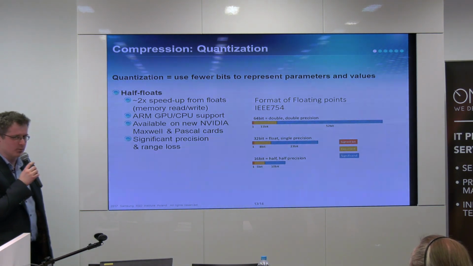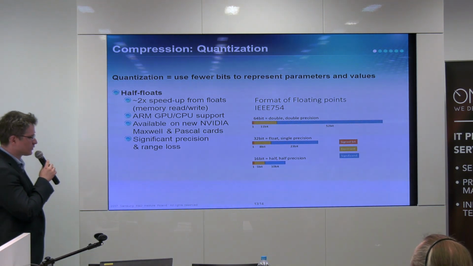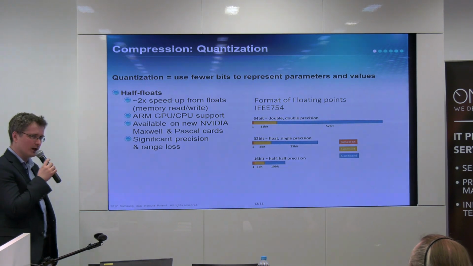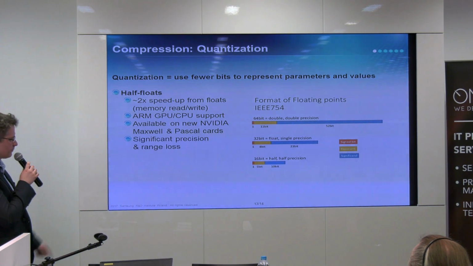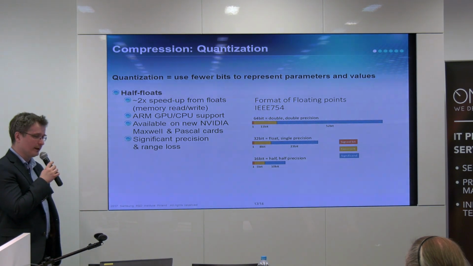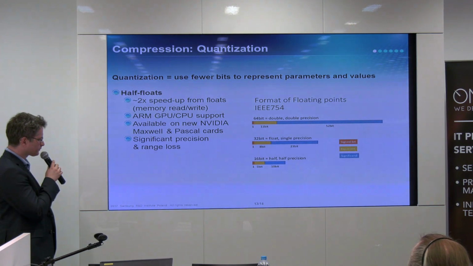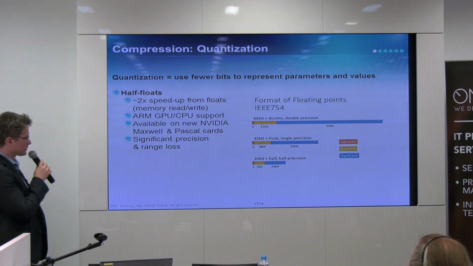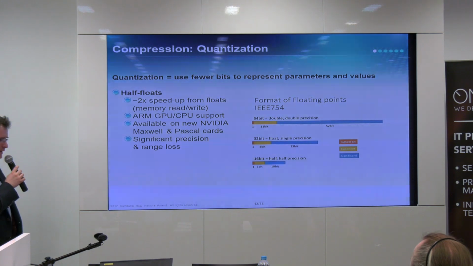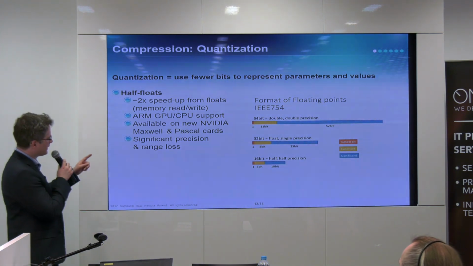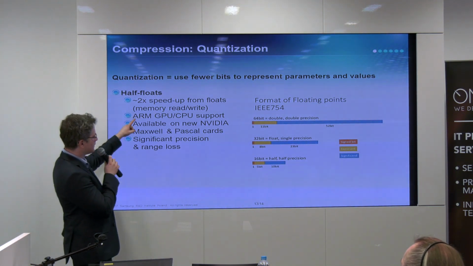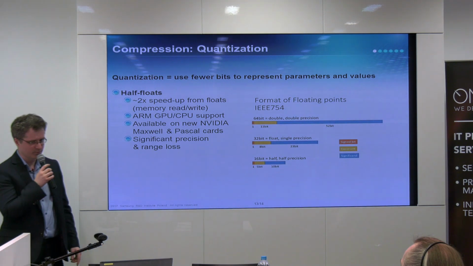Most architectures now support this. So we have the ARM CPUs and GPUs which support this. New NVIDIA cards also support it, the Pascal family and some of the Maxwell. But we have significant precision and range loss. And as a matter of fact, we have only sped up twice because of memory.